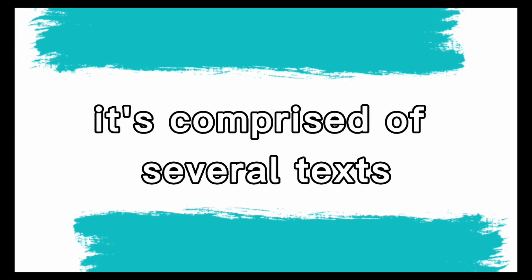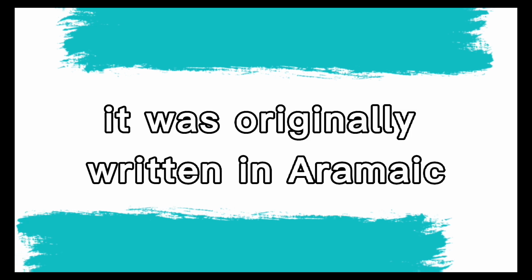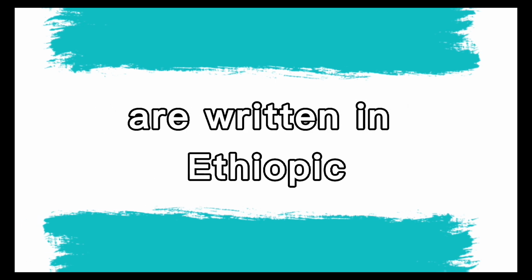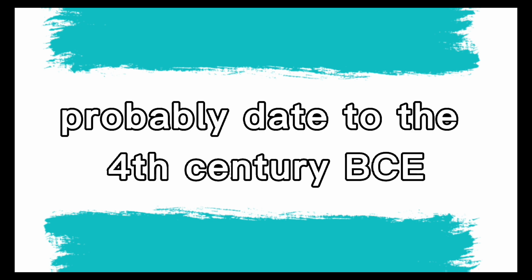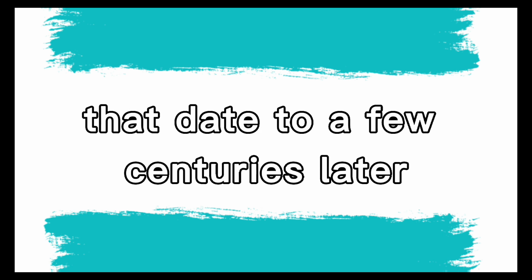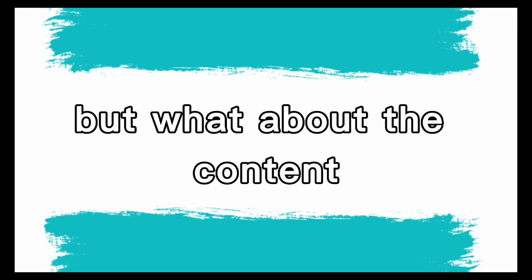Okay, that's a quick overview of the text itself. It's comprised of several texts stitched into one. It was originally written in Aramaic, but its most complete manuscripts are written in Ethiopic. Parts of it probably date to the 4th century BCE, but it also has sections that date to a few centuries later. But what about the content? What does First Enoch actually say?